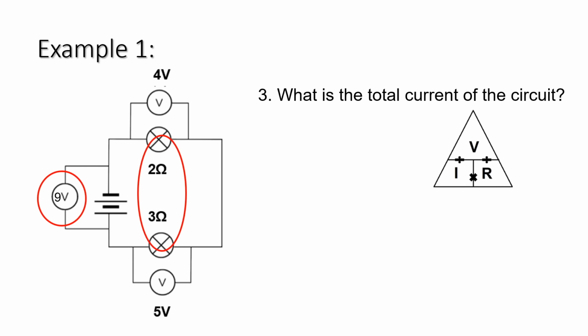Therefore, we are able to use our VIR triangle. In order to calculate current, our formula will be I is equal to V divided by R. Now it becomes a substitution equation. So I is equal to 9 volts divided by 5 ohms, which gives us an answer of 1.8 amperes, and that is the total current of this series circuit.